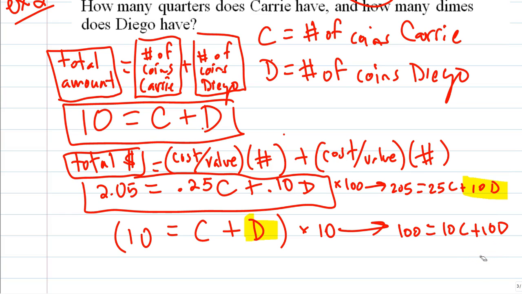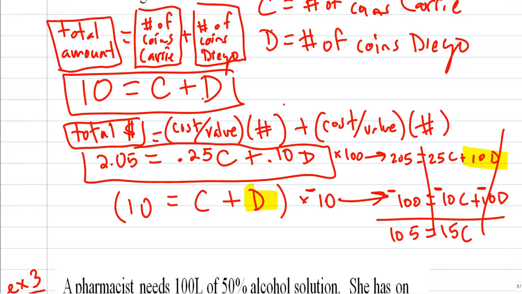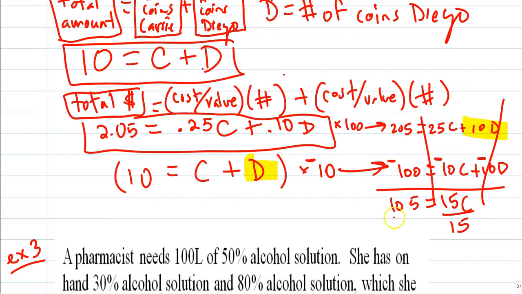Remember, for them to cancel, I need one to be positive and the other one must be negative. So rather than multiplying by just a 10, we should have multiplied by a negative 10, which makes the 100 negative and both the 10s negative. Now, 10 minus 10 cancels out, leaving me with 105 equal to 15C. Divide by the 15. C is equal to 7.